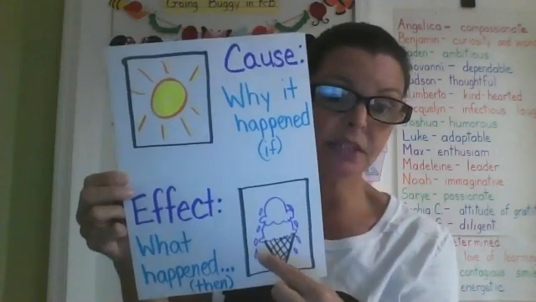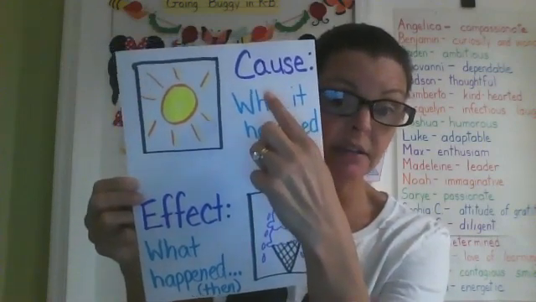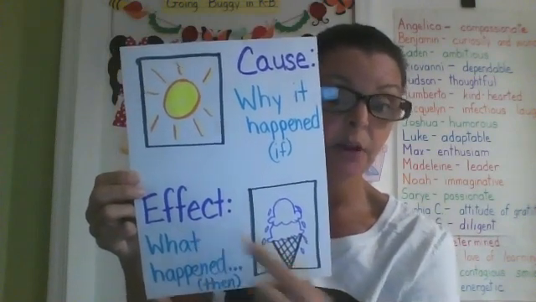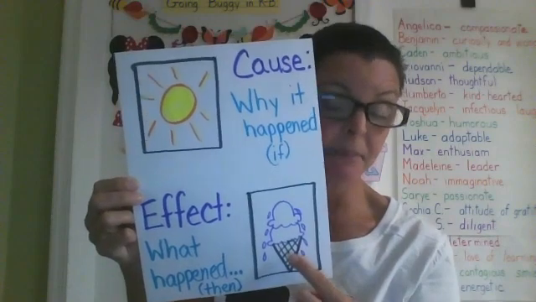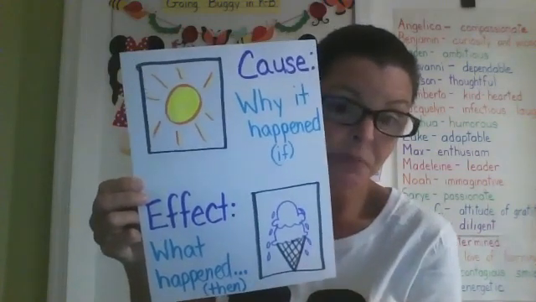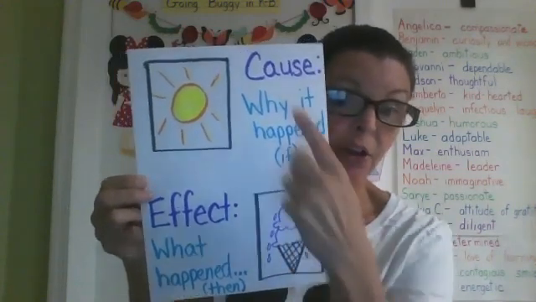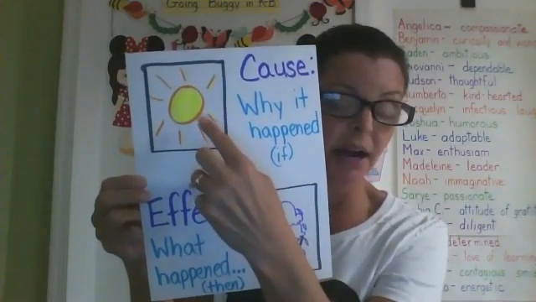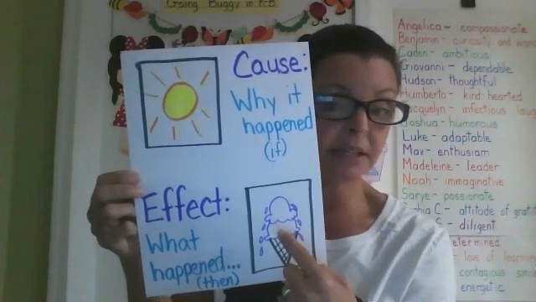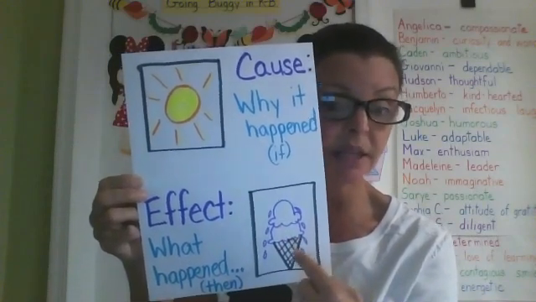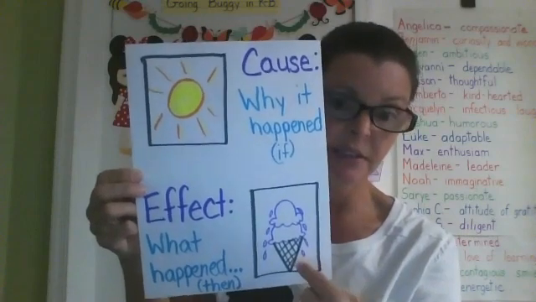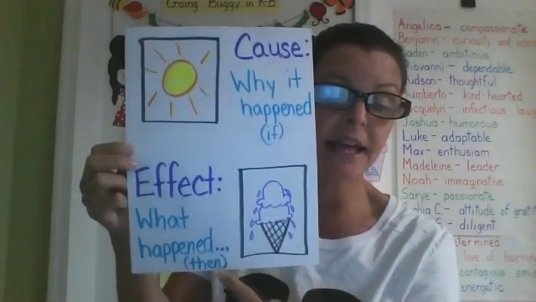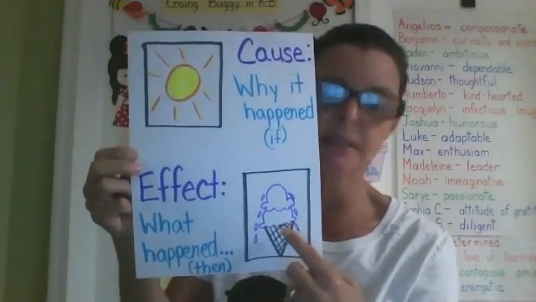So why did my ice cream melt? Well, the cause of it was because of the sun. And then the effect was what actually happened, and that was that it melted. All right, let me say that again. The cause, why it happened, was because it was hot and sunny out. What happened because it was hot and sunny out? The effect was that my ice cream cone melted. So if it's hot and sunny outside, then my ice cream cone is going to melt.